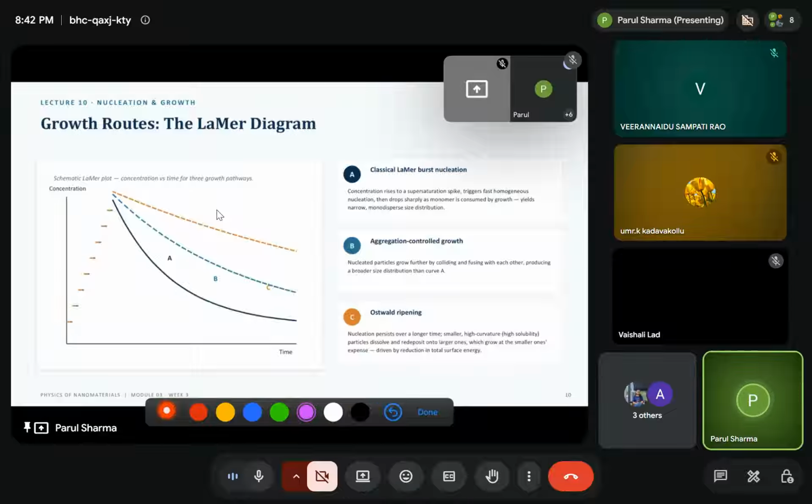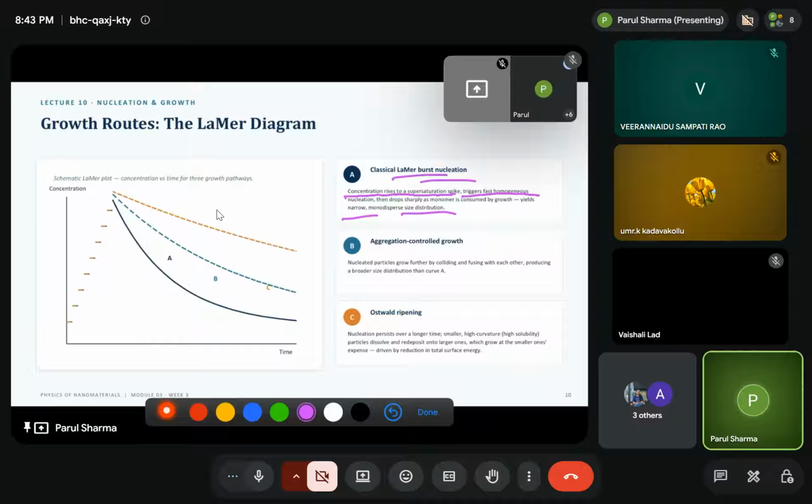In figure A, you can see that fast nucleation takes place as the solute concentration approaches supersaturation. So the growth route depicted by curve A is a classical route. Concentration rises to a supersaturation spike, which triggers fast homogeneous nucleation, and then it drops sharply as monomer is consumed by growth, yielding a narrow monodisperse size distribution. Since the route was suggested by LaMer, it is called a LaMer diagram.